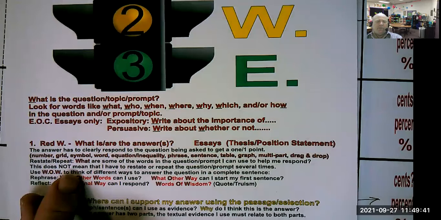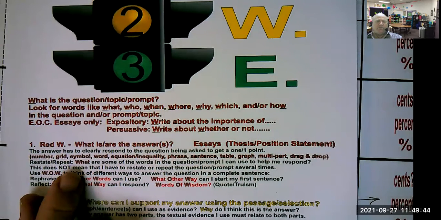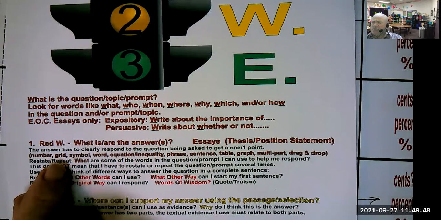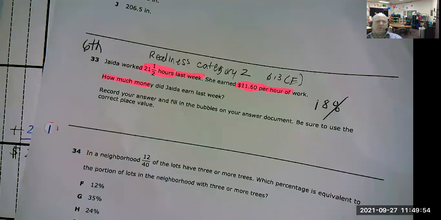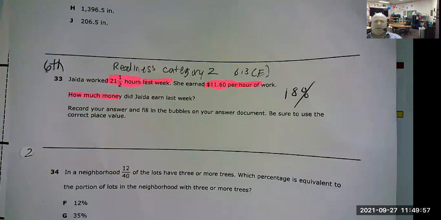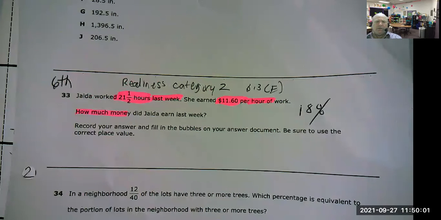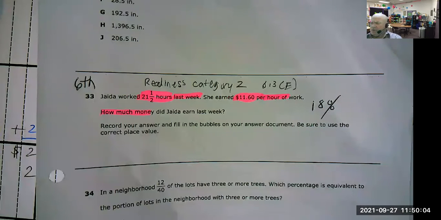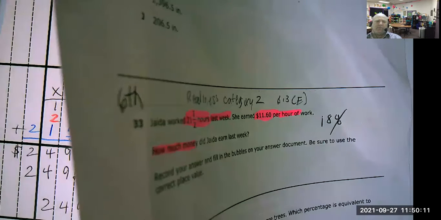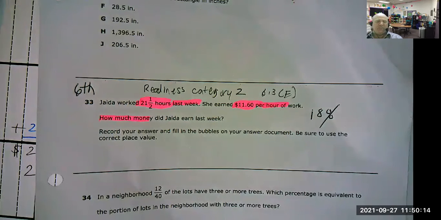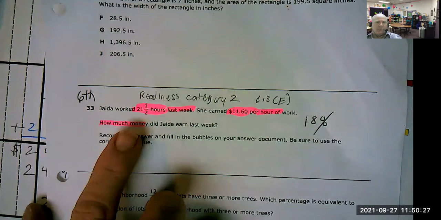Again, just kind of helping those of you who need repetition. Restating, just use most of the same words from the question. Jada earned $249 and 40 cents last week. If you were to ask me, how many days did she work? I have no idea, because it only told us how many hours that she worked, not how many days. So that wasn't the question that was asked, so I don't need to worry about that.